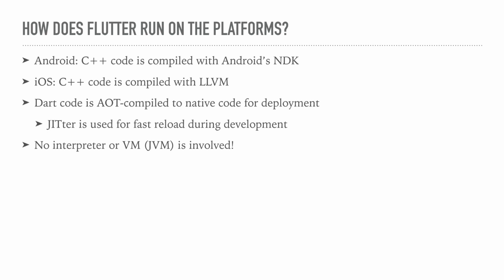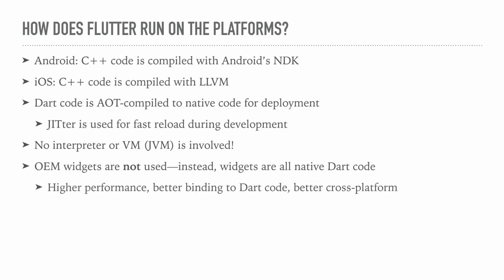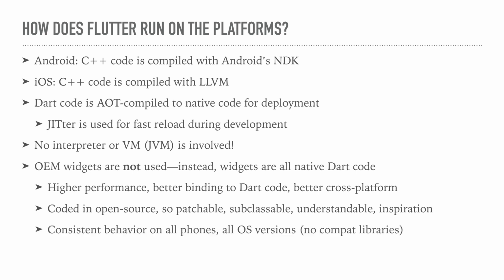So there's no interpreter or VM involved. Even the JVM, there's no JVM. It's not being used at all, right? So faster than some Android apps. And the OEM widgets by default aren't used. Well, actually, it's never used. All the widgets are native Dart code. There's, again, higher performance, better binding to Dart code, better cross-platform. It's all open source. It's all patchable, subclassable, understandable, inspirational. And a consistent behavior on all platforms.